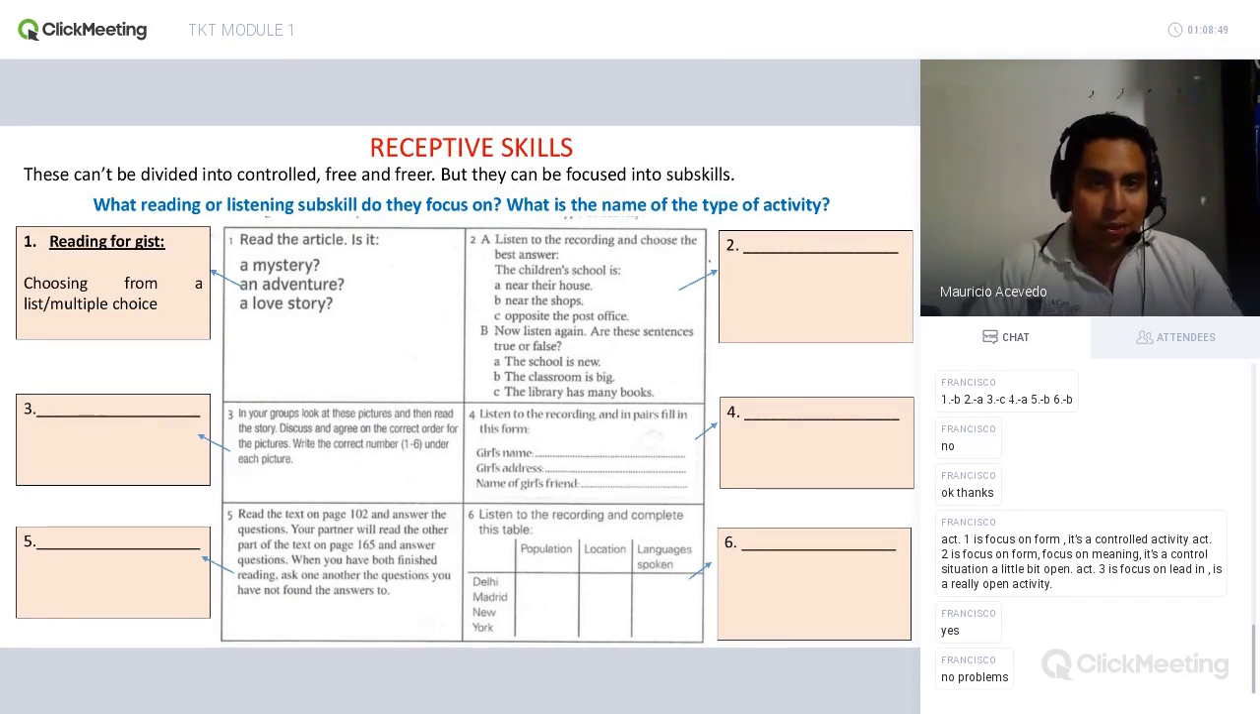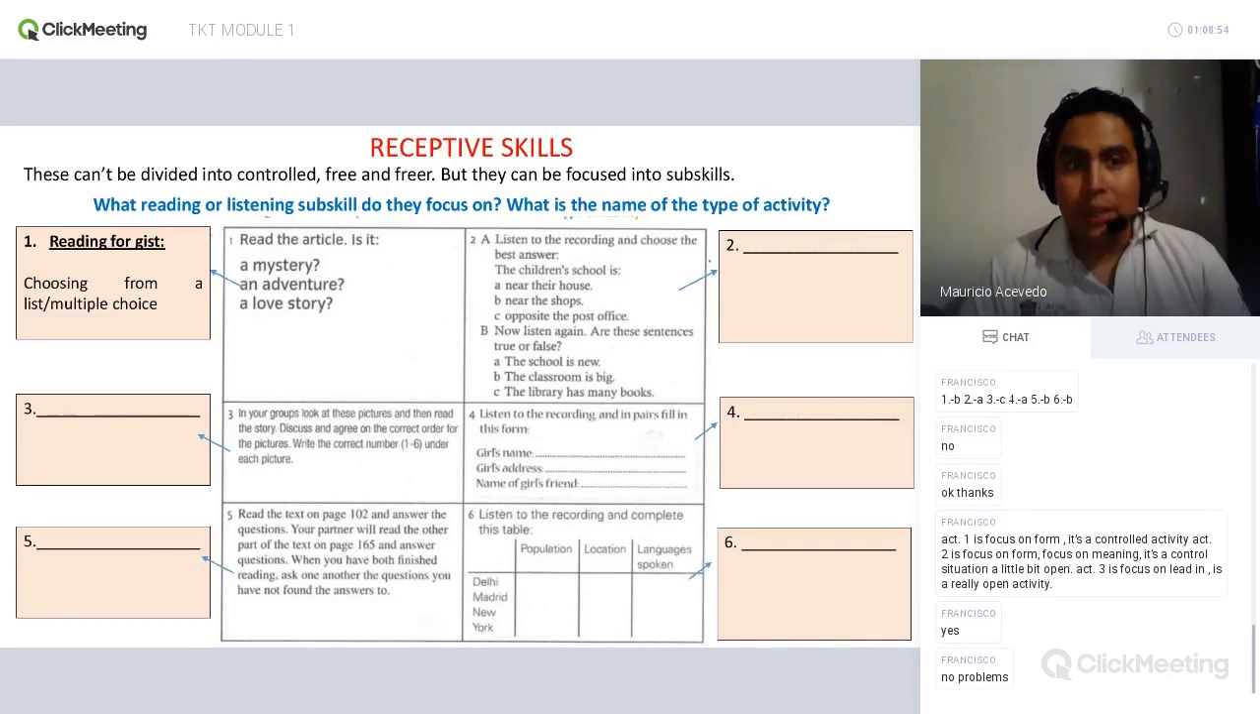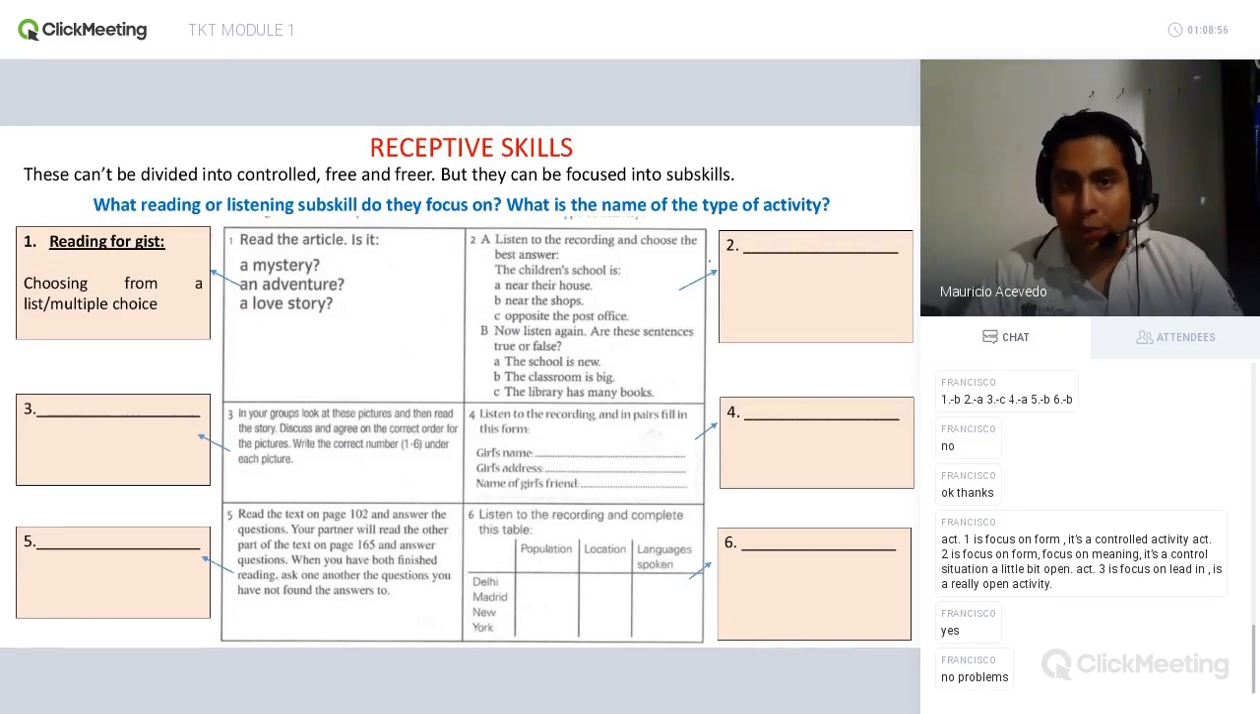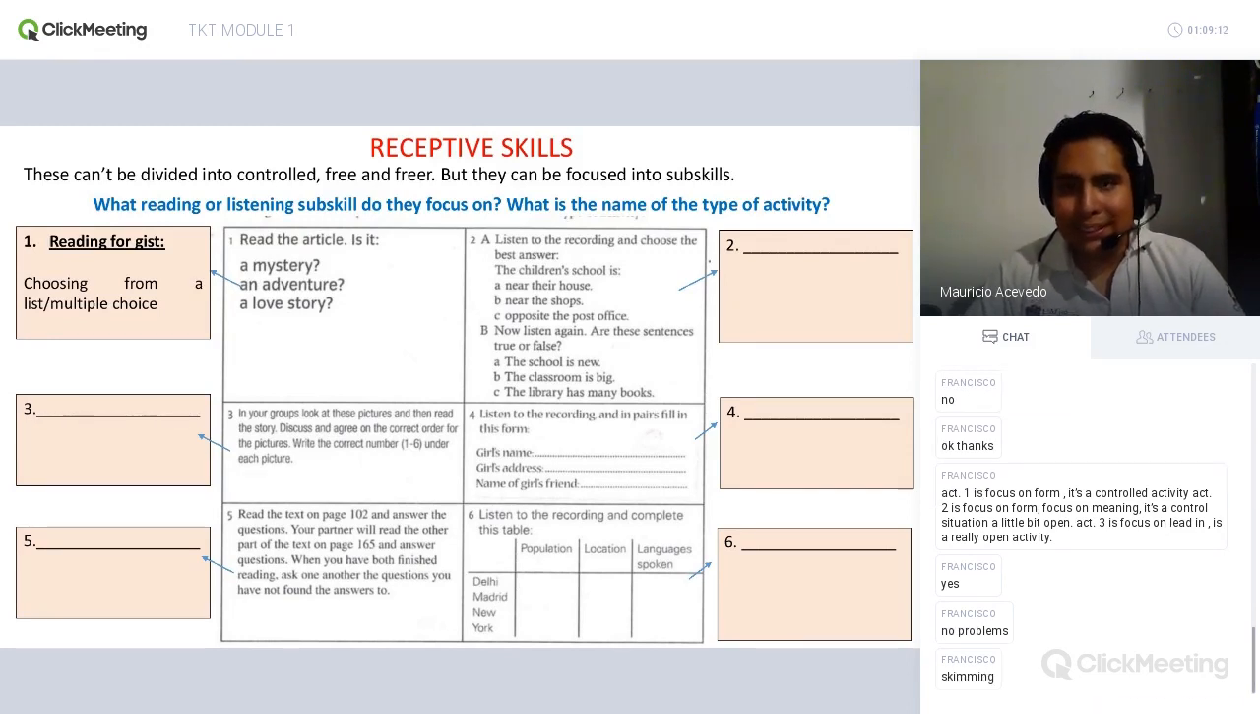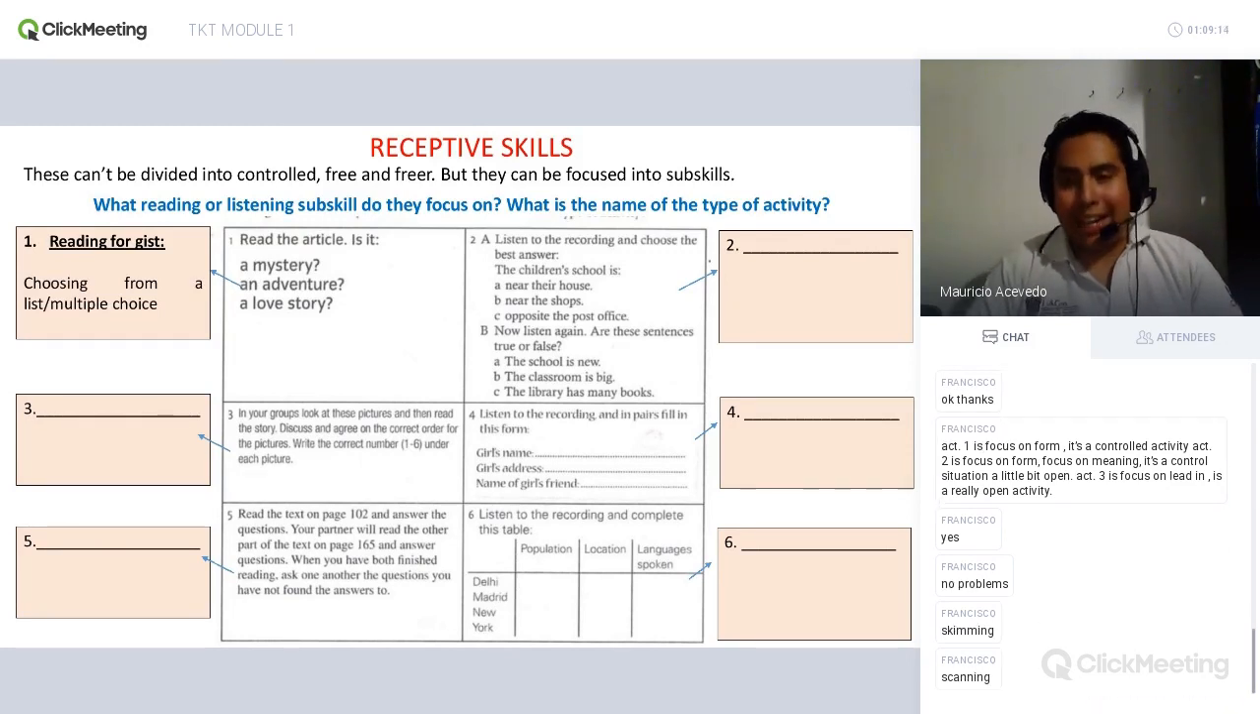Okay, so I don't know if you remember about the sub skills, Francisco. I hope you do, because this is very important now with these receptive skills. Remember, reading for gist. What other sub skills do you remember about reading and listening? Tell me, Francisco. Skimming, very nice. That's for reading, right? Skimming, scanning. What else for reading?